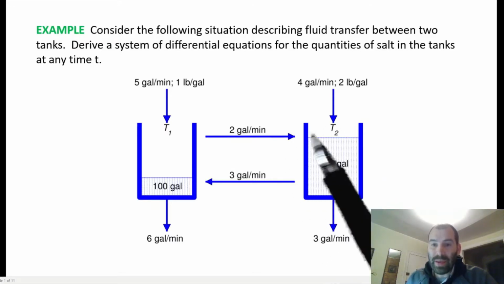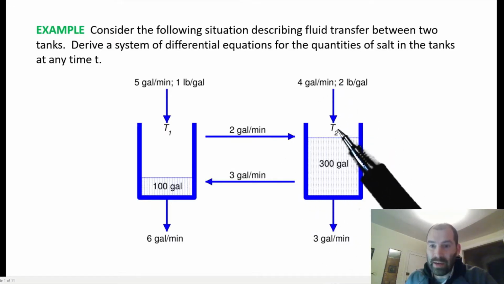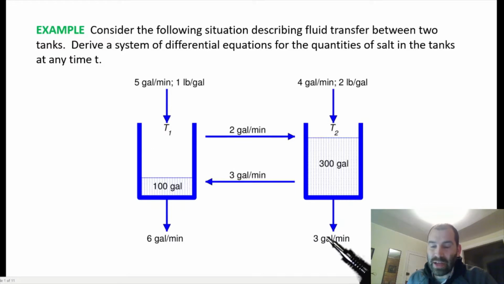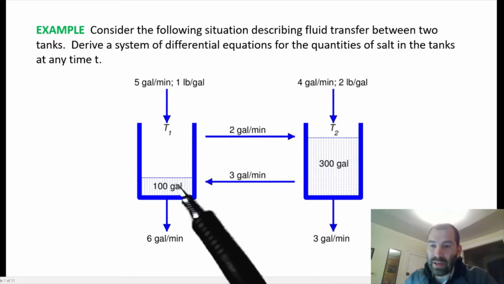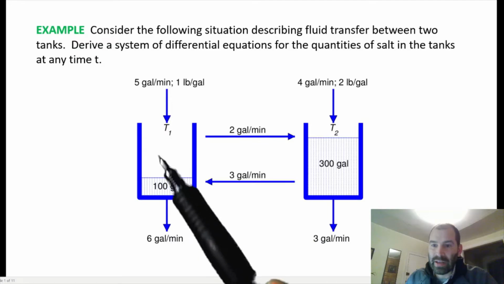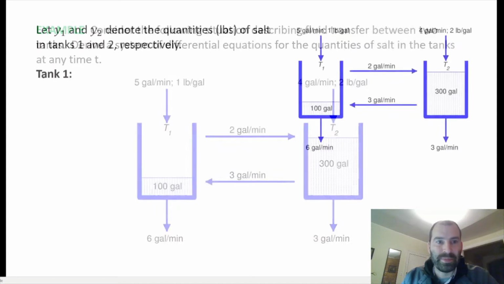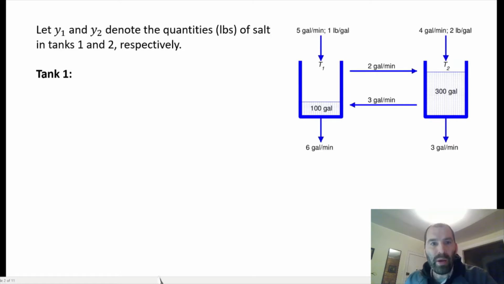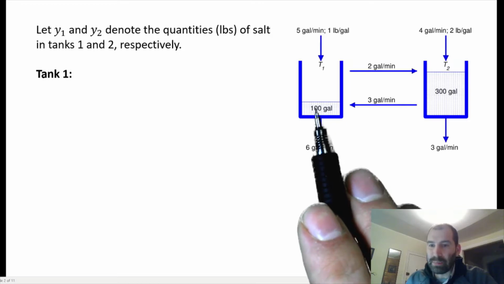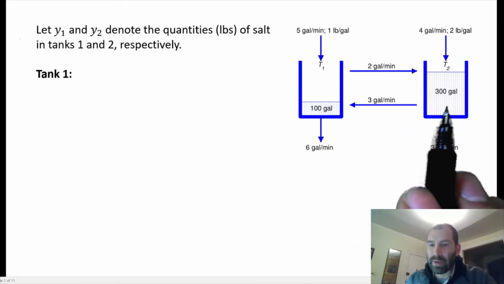Okay, and then look at what's happening with tank 2 over here. We got salt water coming in, 4 gallons per minute at 2 pounds per gallon. And we have water draining out of tank 2 and also draining out of tank 2 into tank 1. So there's an exchange between the tanks as well. Okay, so what we're going to do is try to write a system of differential equations that describes this scenario. So here we go. We're going to let y1 and y2 denote the quantities in pounds of salt in each tank. Okay, so y1 will denote just the amount of salt in pounds in this tank, and y2 will denote the amount of pounds of salt in this tank.